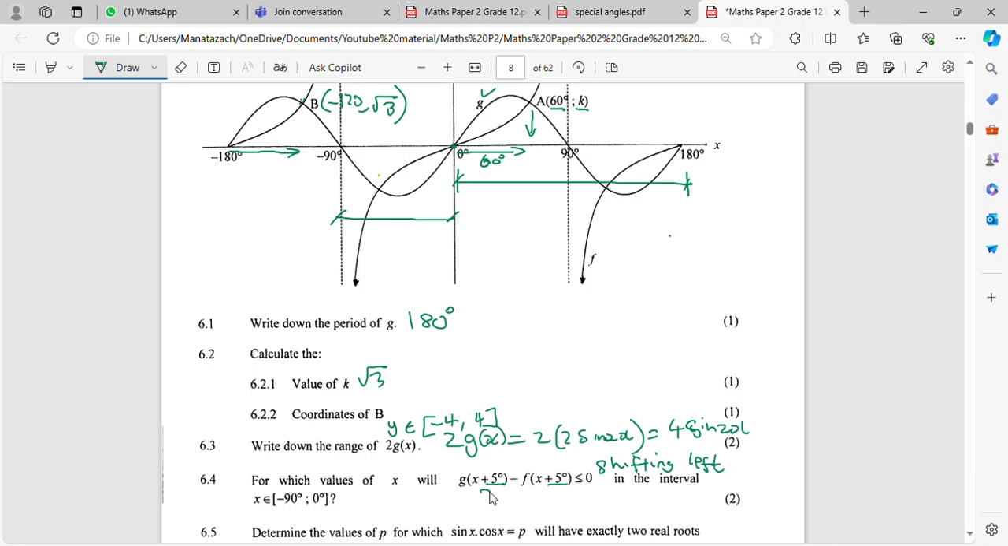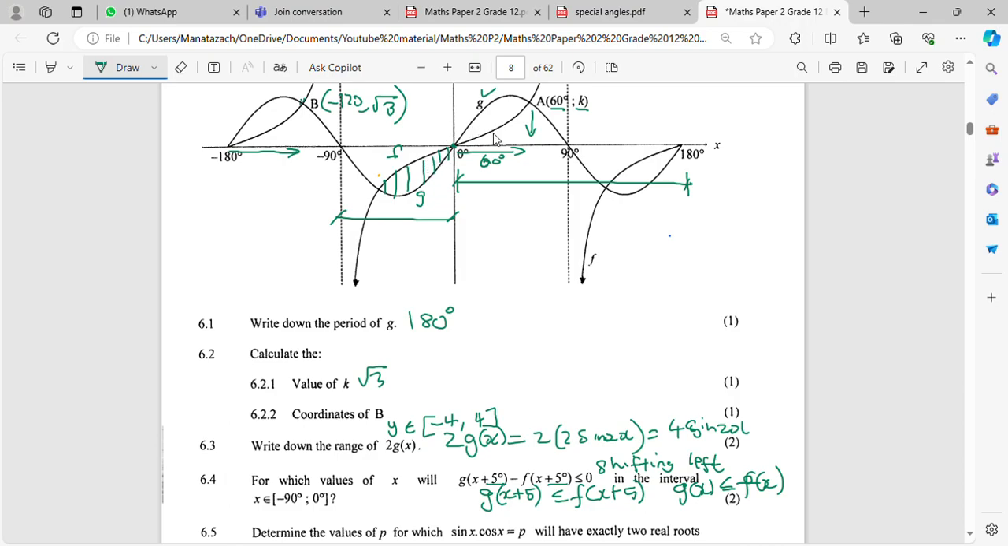So let's just simplify this. We can rewrite this as g of x plus 5. Then we'll take f of x to the right hand side. It will be positive f of x plus 5. And we can further simplify it in terms of now g of x is less than or equal to f of x, since you are more familiar with this. So where is g of x? So there is g, then there is f. So this is the condition that says g of x is less than or equal to f of x. So it's applicable for this hatched area here, where g of x is just below f of x.